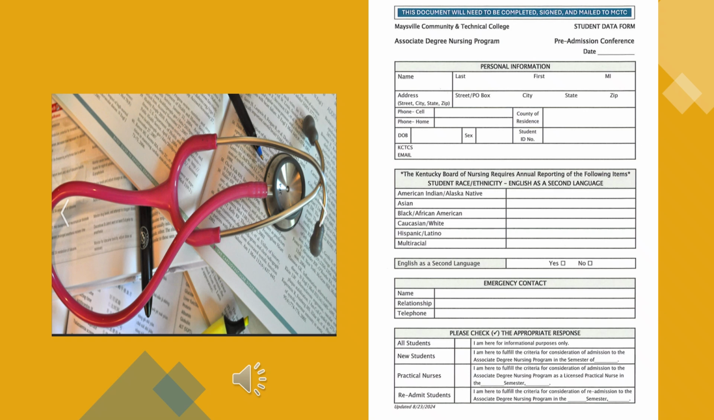We also need to make sure that you have a good phone number and a good KCTCS email. We need to be able to contact you, and the way that you're contacted if you are admitted into the program is through email. So please make sure that it's a good email contact for us, and that you have a good phone number. We also need your emergency contact information, and then the appropriate response for if you're a new student, if you're an LPN to RN, or readmission student.